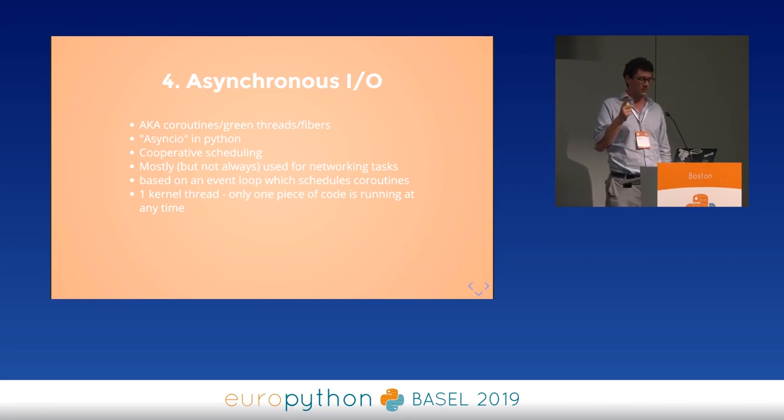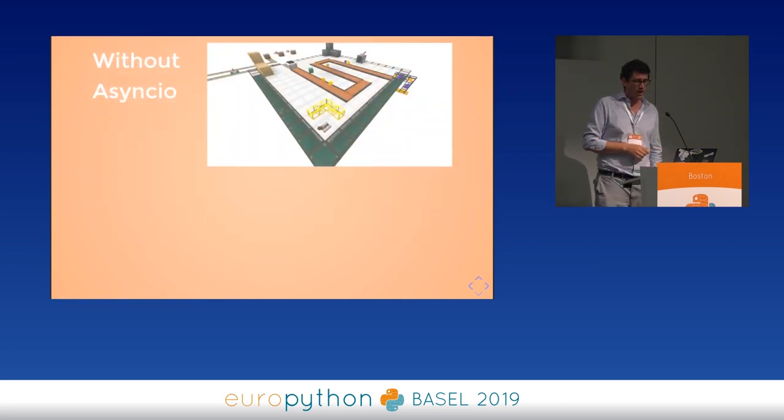So we have one kernel thread, but within that, we have some wonderful tools that allow us to seem like we're doing things at the same time, when in the background, we're actually only executing one bit of code at a time. To do this, we have an event loop that's effectively scheduling tasks in a way to keep something happening all the time. So I promise you I won't carry on pushing the metaphor any longer after this.